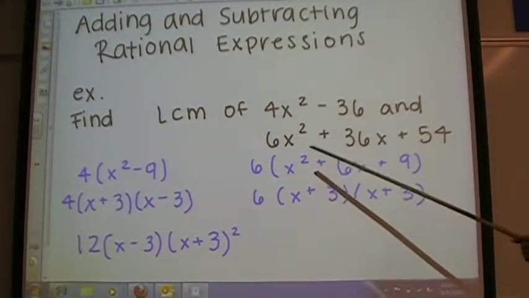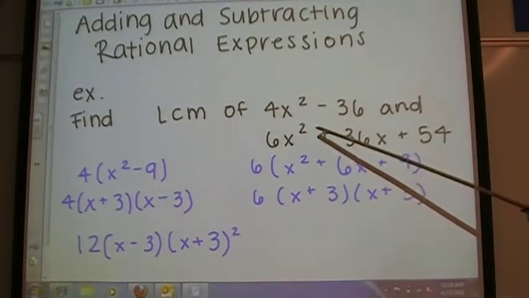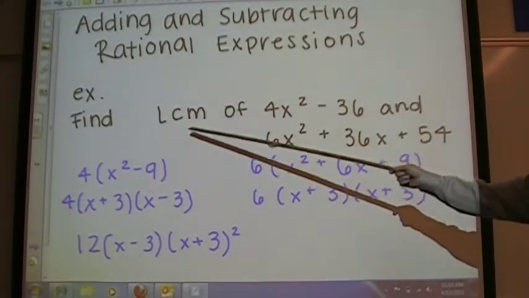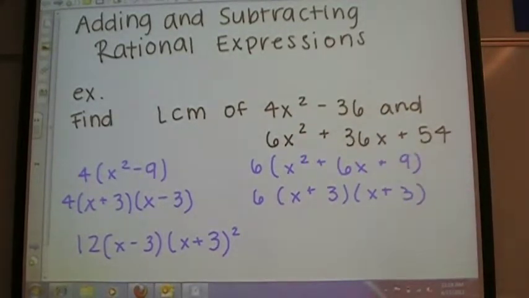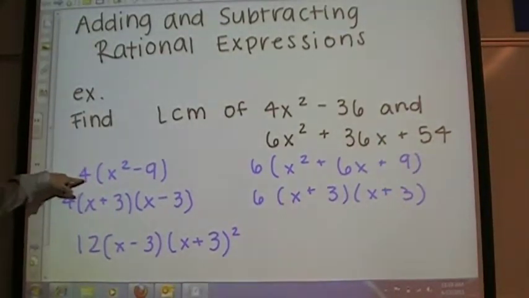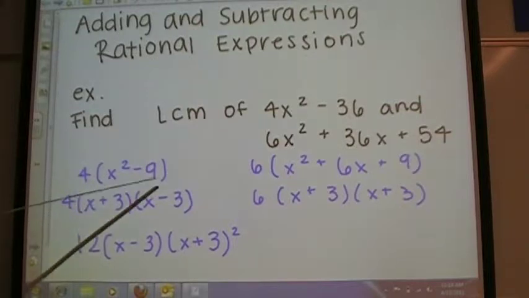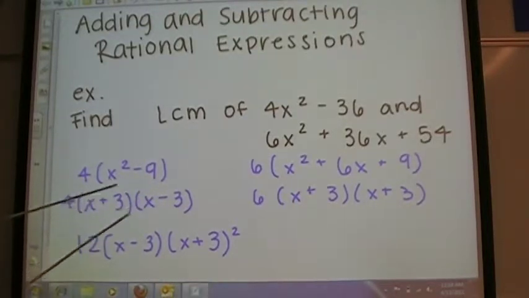So in this problem up here, when there's a polynomial involved, then you need to factor both of them. We're going to find the least common multiple of 4x squared minus 36 and 6x squared plus 36x plus 54. So I need to factor the first one. First thing you always do when you factor is take the GCF out, greatest common factor. What's the GCF of 4x squared minus 36? 4. Take 4 out, you're left with x squared minus 9. This falls into the difference of squares formula, so this factors to x plus 3, x minus 3. So 4 times x plus 3, x minus 3.